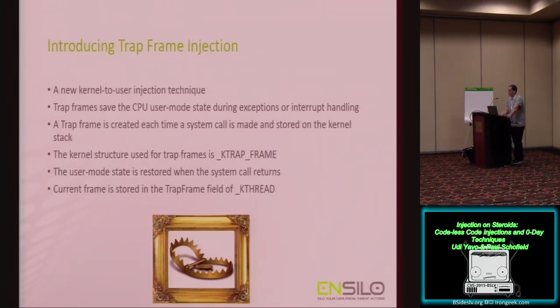So now let's move on to a new method we developed. We call it trap frame injection. Trap frames are created each time the CPU handles exceptions or interrupts. Basically what it does is save the state of the user mode program on the kernel mode stack, so it will be able to restore it once the system call or exception or interrupt handling, whatever it is, is done.